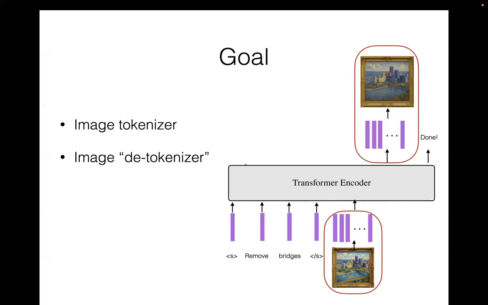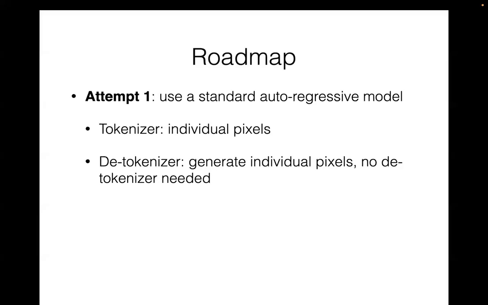Okay, so the key thing here is we're going to need an image tokenizer, which we talked about in the last lecture, but now we're going to need this detokenizer. So if the model produces some tokens, we need to be able to easily turn it into an actual image. Okay, so this is going to be the goal, and then we're going to think about how to do it. So the first attempt is we're not going to do anything special.